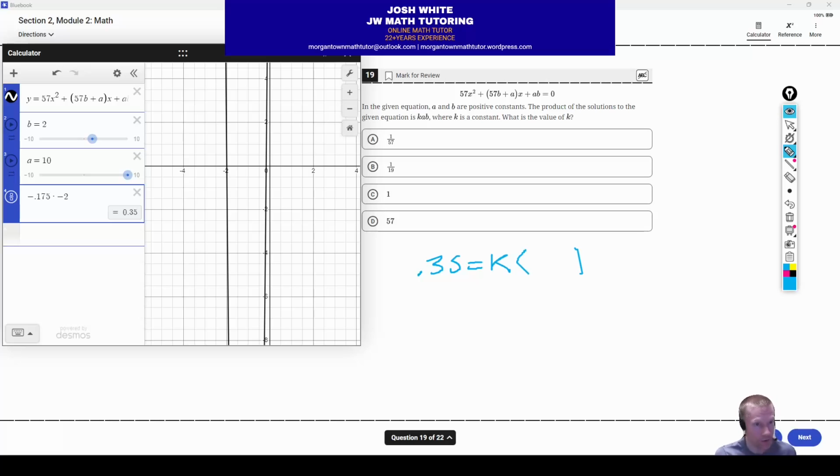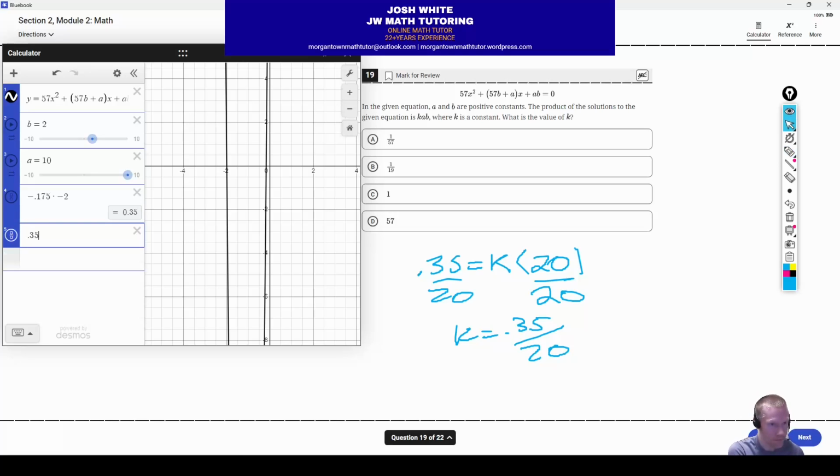Well, what's A times B equal? I said B is 2, A is 10. So that's just equal to K times 20. And now you could divide both sides by 20. So K equals whatever 0.35 over 20 is. 0.0175. Now, notice that doesn't give me anything that matches the answers exactly because this negative 0.175 is rounded.